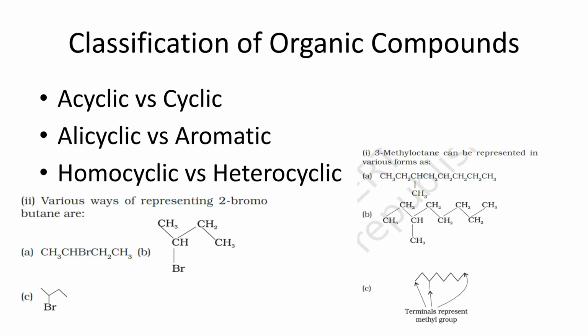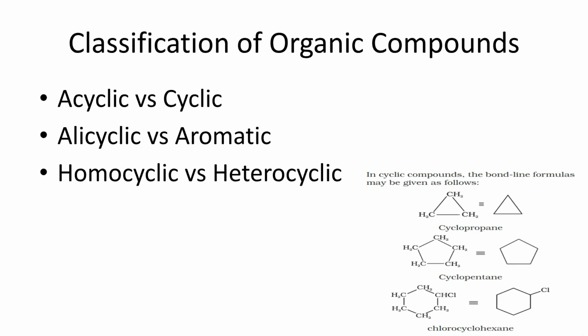Organic compounds are classified into several categories to help organize their study. Broad divisions include acyclic versus cyclic compounds, alicyclic versus aromatic compounds, and homocyclic versus heterocyclic compounds, based on the arrangement of carbon atoms. When looking at cyclic compounds, we use bond-line formulas to represent ring structures simply. Examples include cyclopropane, cyclopentane, and substituted rings like chlorocyclohexane, which demonstrate how we can efficiently map out complex cyclic frameworks.